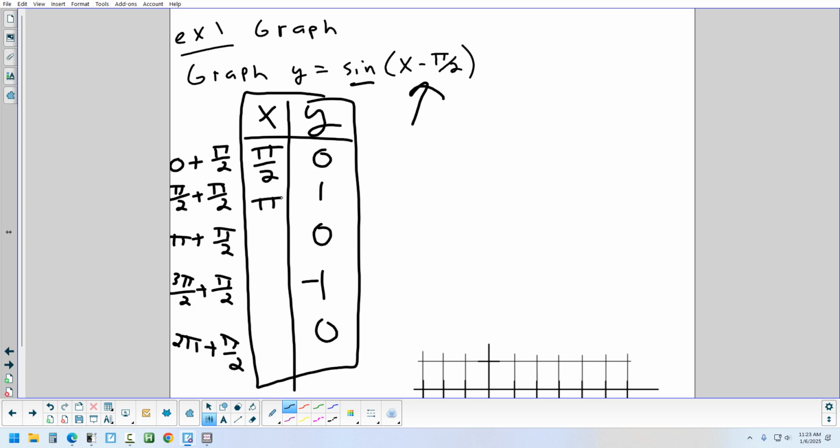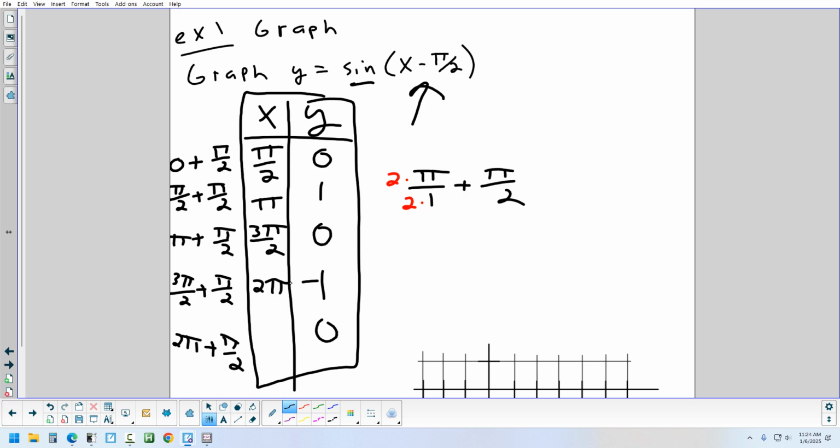Now this one you need a common denominator. It's pi over 1 plus pi over 2. What's your common denominator there? 2. So you're going to multiply top and bottom by 2. What's 2 pi over 2 plus 1 pi over 2? 3 pi over 2. How about 3 pi over 2 plus 1 pi over 2? 4 pi over 2, or 2 pi.